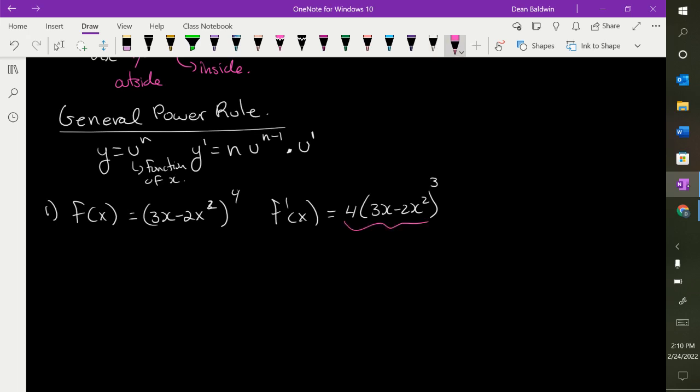This is because 4 is the outside. This is the outside derivative. And then we multiply by the inside derivative, where this is the inside function. The inside derivative is 3 minus 4x. And that's it. It's over. You're done. Walk away. We're going to get into ones, as you saw today, where the simplification becomes more important. But for right now, we'll just start with some straightforward ones.